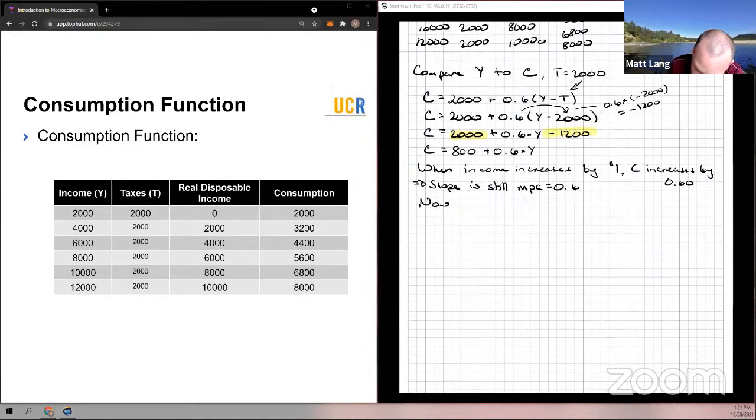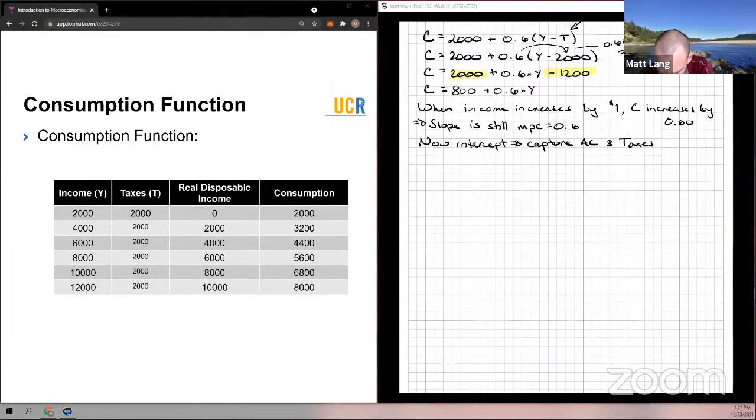Now, the intercept has a slightly different meaning. Now the intercept captures not only autonomous consumption, but taxes, this tax element here. And we don't necessarily want to go too deep into what happens when we have an income of zero. That seems like an odd economy where there's zero production. But what we're doing again is we're just trying to depict this relationship, and now this relationship looks pretty clean.